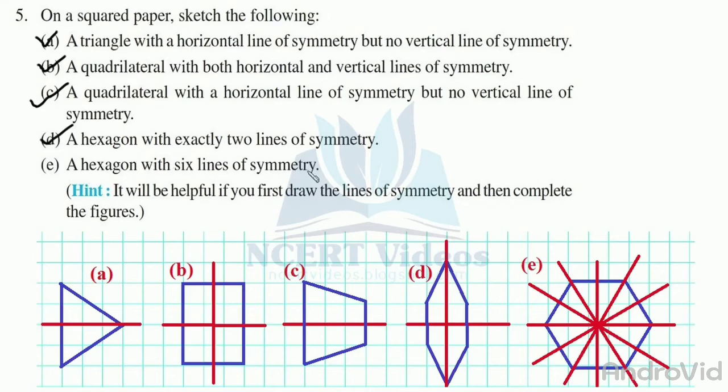E part, hexagon with 6 lines of symmetry. Well, yes, you can make it. Just make the regular hexagon having all the sides equal. It has 6 lines of symmetry. As you can see here in this picture. So that was your E part of the question number 5.